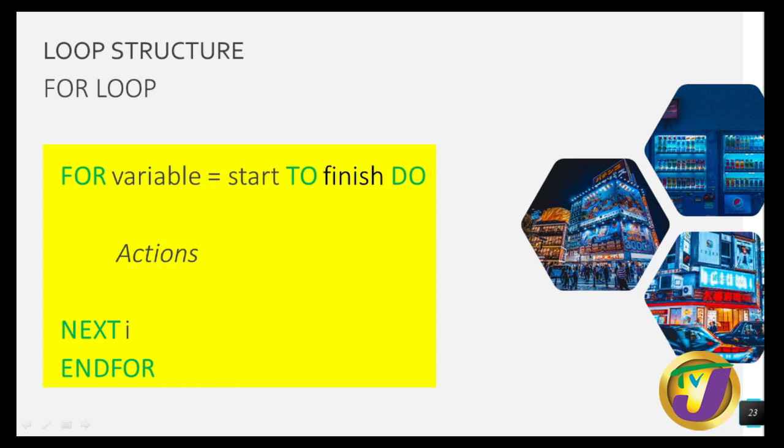This variable here is any kind of variable you want it to be. In this case, we want it to be I. And that's why we have next I at the bottom here. This start can be any number, and the finish can also be any number. The convention, however, is to ensure that start is less than finish.